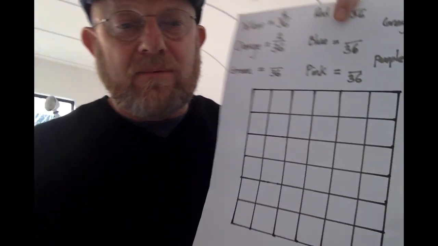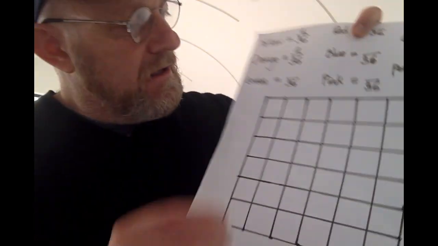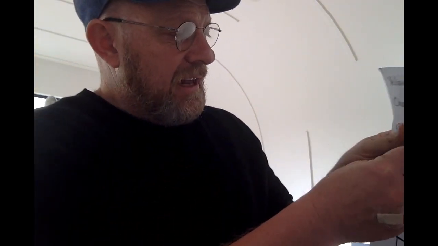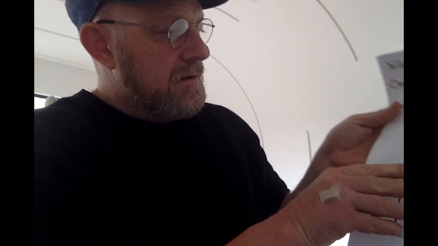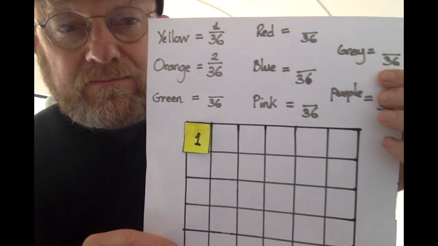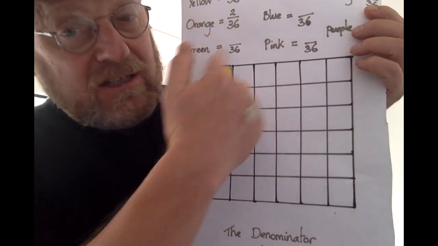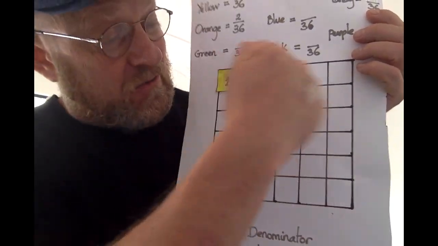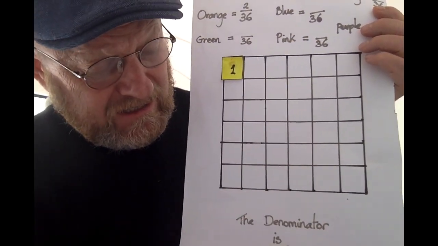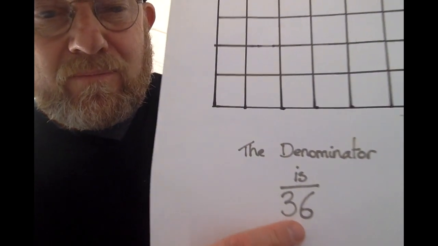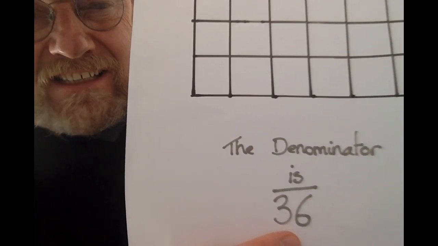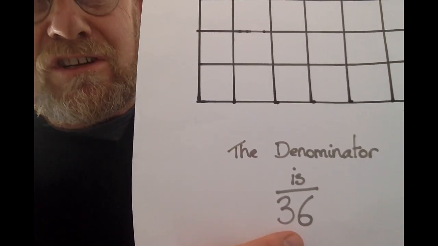So, here's my grid. This is the second grid. And I'm placing the yellow one like so. Now, this is our whole number. So our denominator is the number of squares in the grid, which is 36. Say it with me, 36.